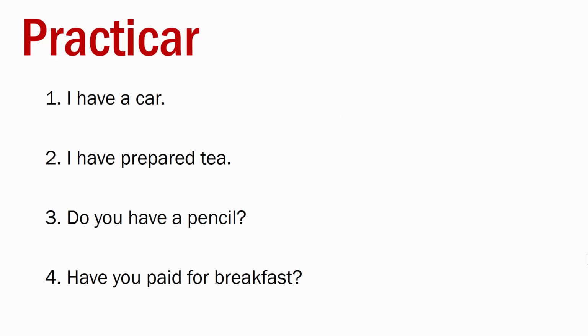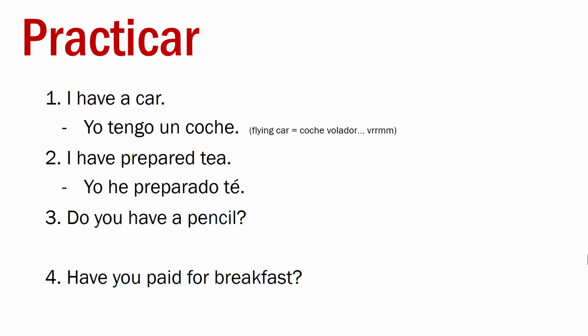Let's simplify these sentences and try to do some translation. I have a car. Again, we said this was possession, so are we going to use yo tengo or yo he? Yo tengo un coche. Number 2, I have prepared tea. Are we going to use yo tengo or yo he? Yo he preparado té.